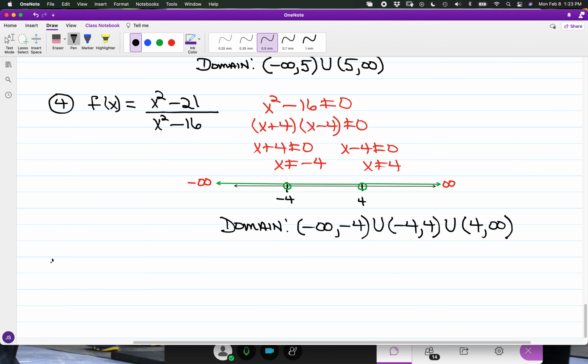another item to focus upon, not only with fractions but also with radicals. If I have, let's say, f of x equal to the square root of x minus 7, here we have an even root radical. And for this particular case, x minus 7 cannot be negative in an even root radical.